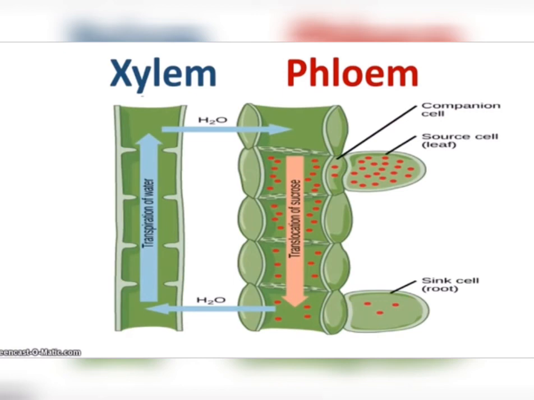So the xylem is responsible for transporting the water along with the minerals, and the transpiration stream helps with that. So the water and the minerals are going upwards, while in the phloem you can see the translocation of sucrose. That's the movement of the sucrose from where it is made, the source, that is the leaves, to where it needs to be used in the roots and other parts of the plant, that is the sink. So that is the translocation of sucrose in the phloem.